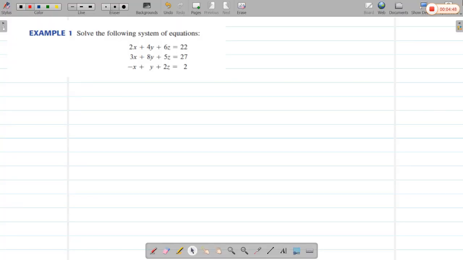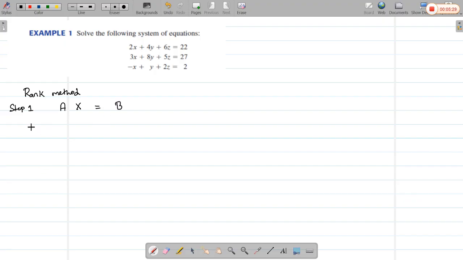So let me solve. Step 1. Solve the following system of three equations with three variables using the rank method. Step 1 is common to all three methods. What is step 1? We write the given equations in matrix form. What is the matrix form? Ax = b.